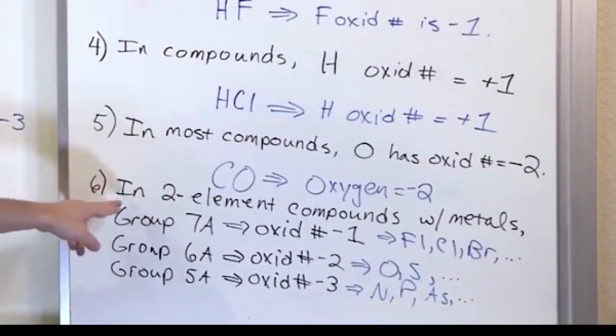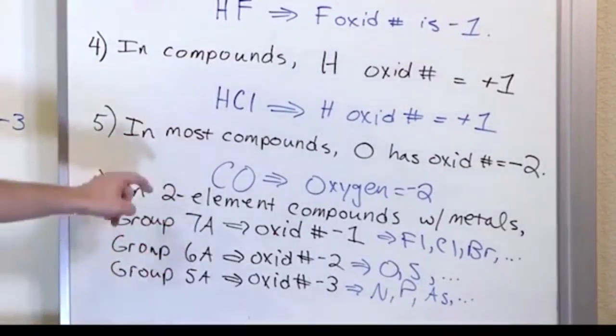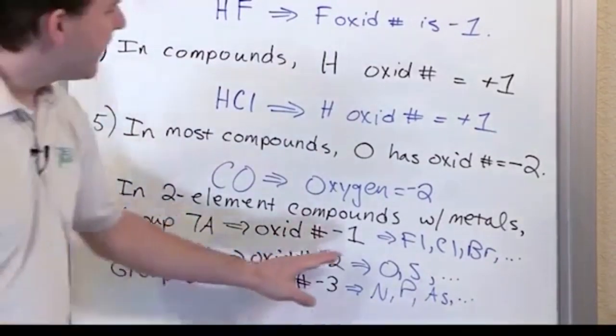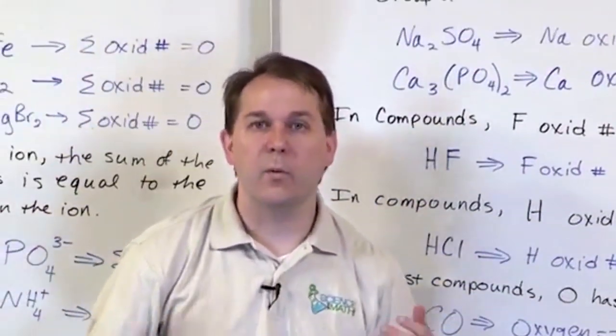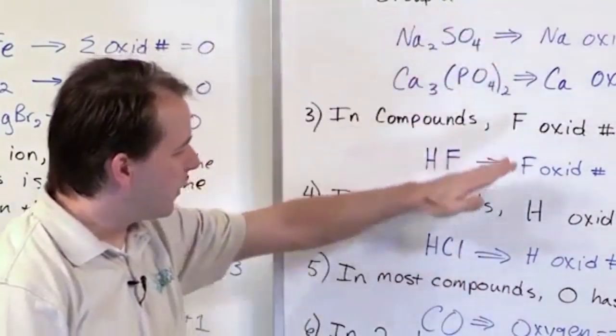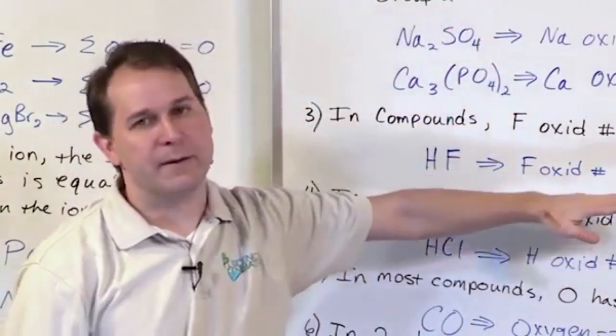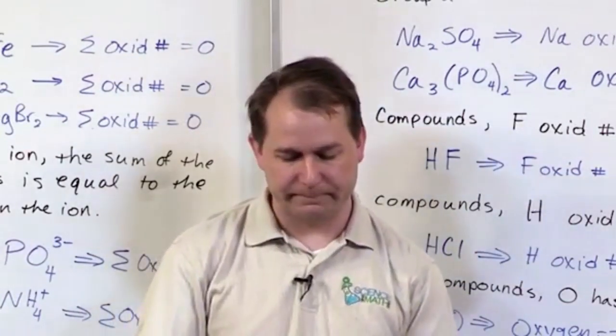And then I would say, all right, do I have any group 7, 6, or 5, and are these 2-element compounds? If so, I would assign -1, -2, -3. But what I'm trying to say is that as you do problems, you'll figure out that you might not get all the way to the end of this list. You might complete the problem up here in rule number 3 or 4 and have all the oxidation numbers for everything you need.